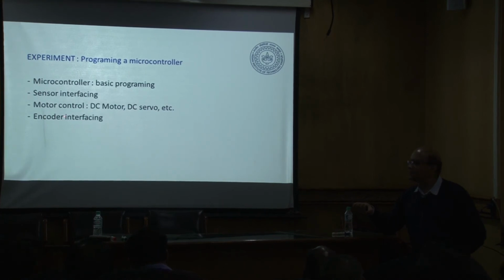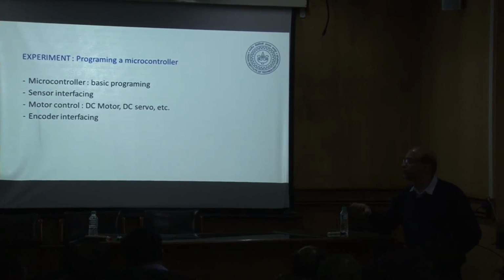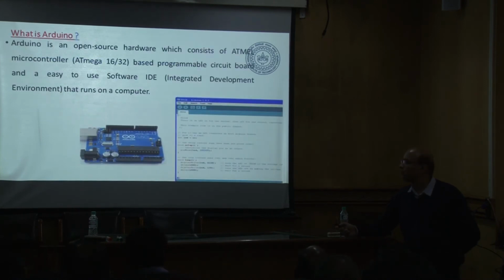Then encoder interfacing. These are some of the experiments, plus there are other experiments like the Puma robot. Those we'll be doing today. So just fundamentally what is required to do the experiment that I'm explaining. Details will be covered later.